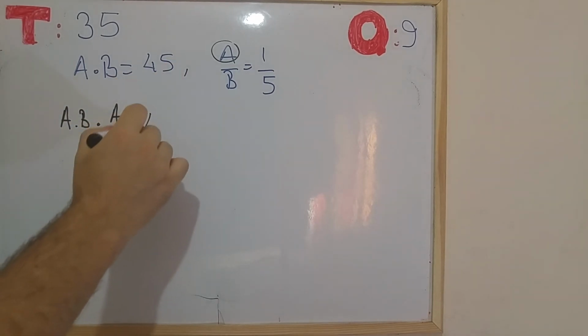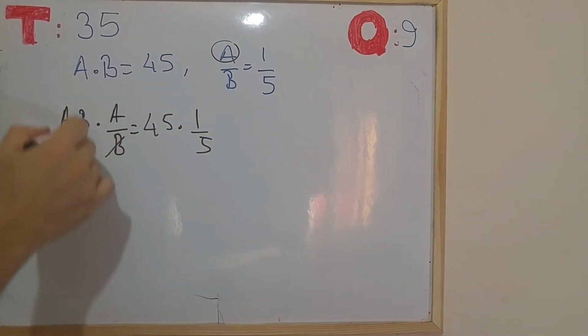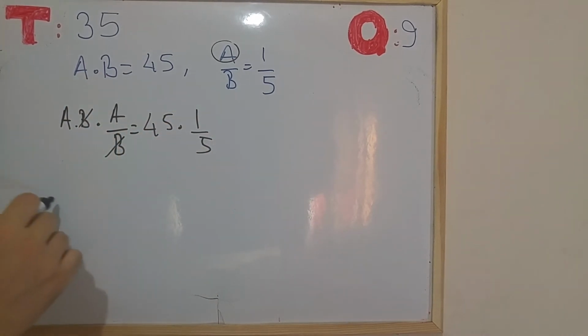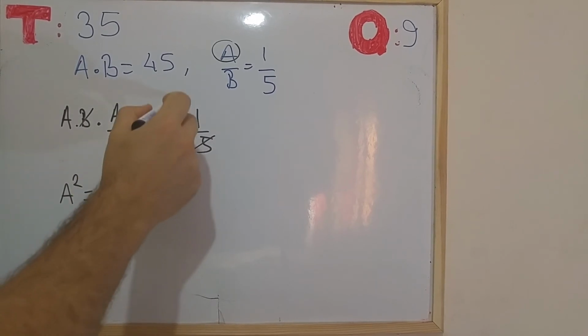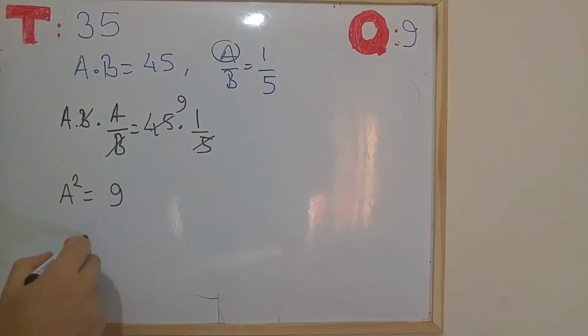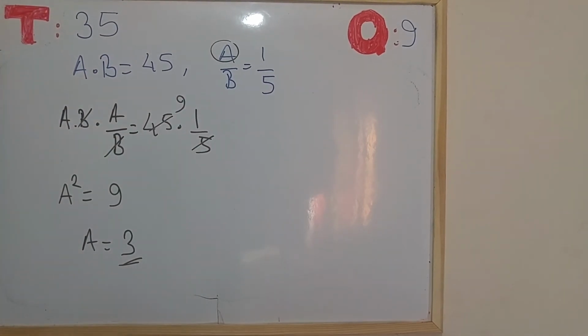Then it will be equal to 45 times 1 over 5. Here, as we see, the b's will cancel each other out, and I'm going to be left with a square, which will be equal to 45 divided by 5, which is 9. Therefore, a is equal to the square root of 9, which is equal to 3. This is the small number. The greater number will be 5 times this number, which is 5 times 3, 15.